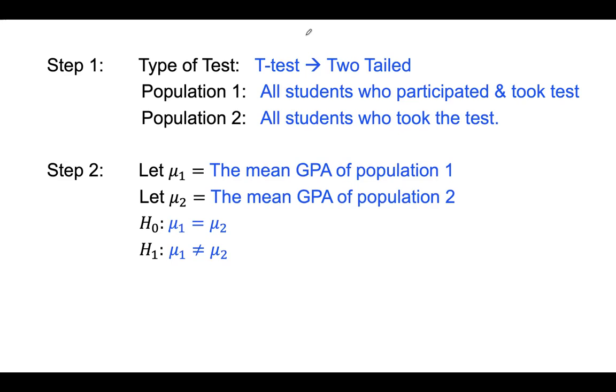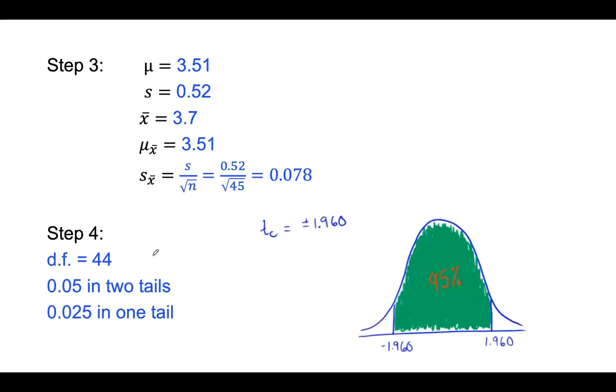Sigma is unknown. And it's two-tailed because the question literally tells you it's two-tailed. We have population 1, all students who participated and took the test, versus population 2, all students who took the test. Mean 1 is the mean GPA of population 1, and mean 2 is the mean GPA of population 2. We're checking that the null hypothesis is always the same: that they're equal to each other. So our alternative here is that they're different. You could put H1 or H alternative.